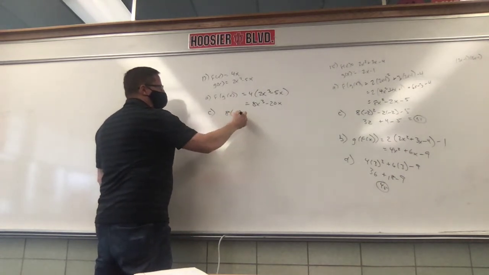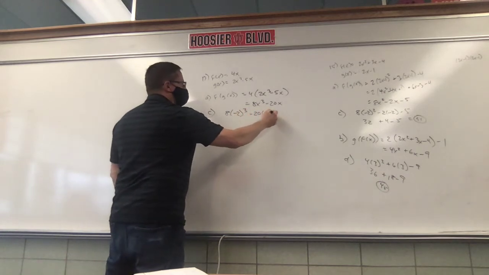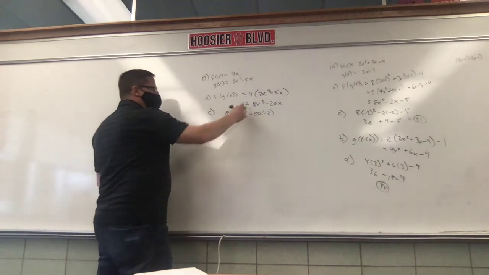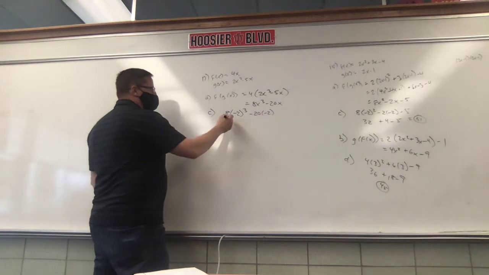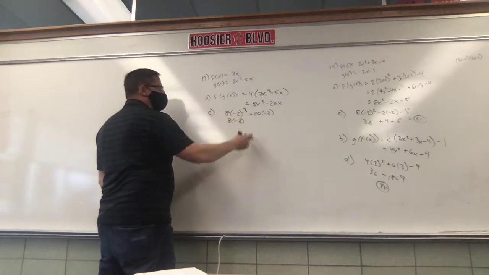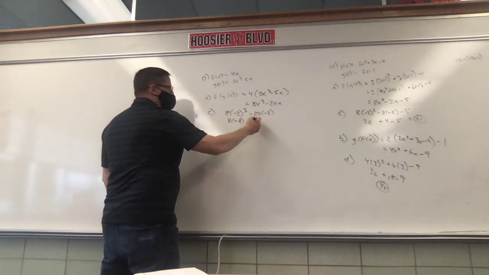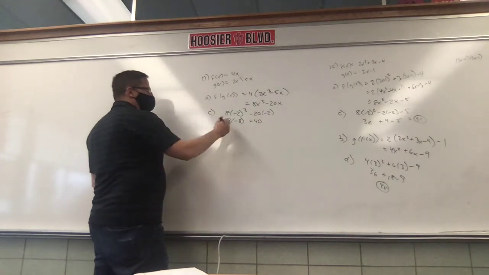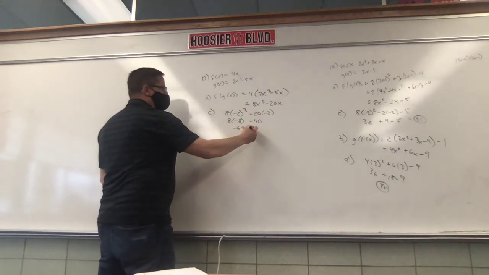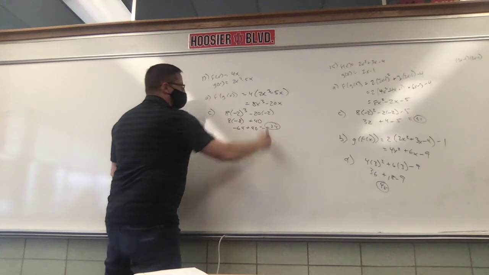For part C, they ask us again to plug in negative 2. So 8 times negative 2 cubed minus 20 times negative 2. Negative 2 cubed is negative 2 times negative 2 times negative 2, which is negative 8. Negative 2 times negative 20 is positive 40. 8 times negative 8 is negative 64 plus 40, which is negative 24.